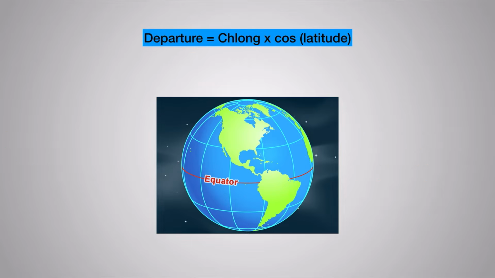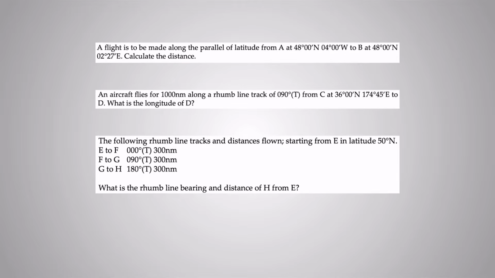So now let's look at some of the types of questions you can get in the CPL or ATPL exams. So I have these three types of questions and I'll solve these one by one. So the first type of question is the easiest and the most basic one. In these questions, they will give you two longitudes and ask you to find the distance between them at a particular latitude.